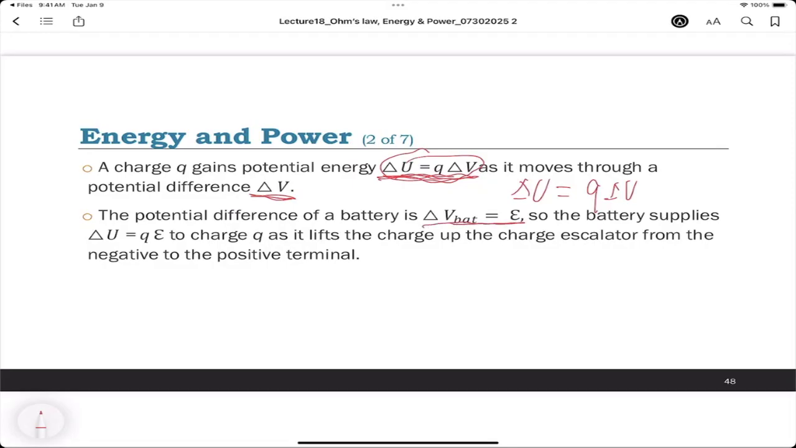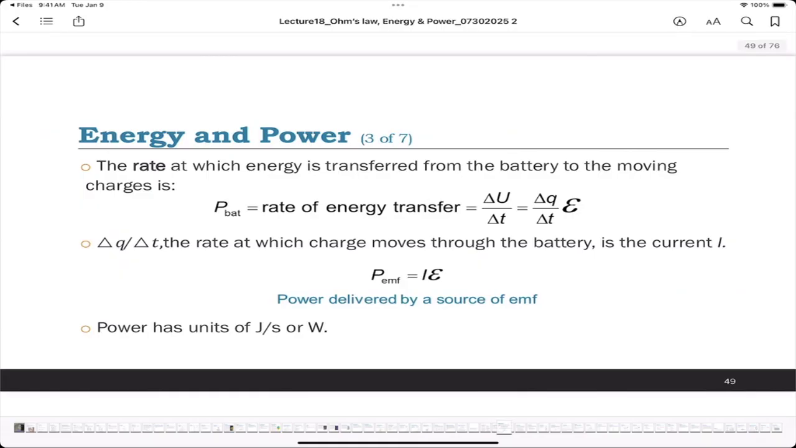Yeah, we talked about this in the last class. The battery supplies this potential energy to charge Q as it lifts the charge up the charge escalator from the negative to the positive terminal. This is just the energy used to lift the charge, and then the rate at which energy is transferred from the battery to the moving charges is this one.